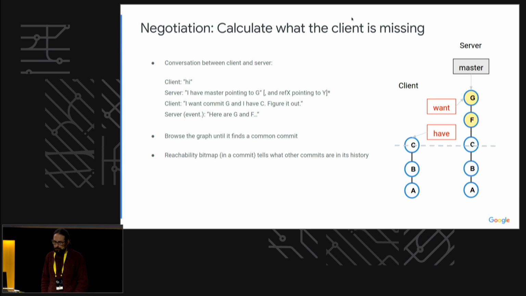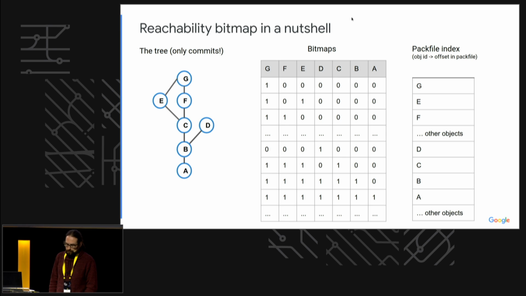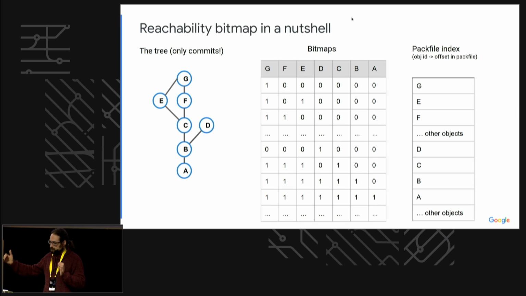To solve all this, we came up with the idea of the reachability bitmap. The reachability bitmap is a small bit structure that is attached to a commit and tells you what other commits are reachable from it. Assuming a tree like you see on the left, Git stores the information by putting all the objects one after the other in what is called the pack file, and then it has a pack file index that says this commit ID is at this offset, this commit ID is at this offset, and so on. So you end up with a list of commits.